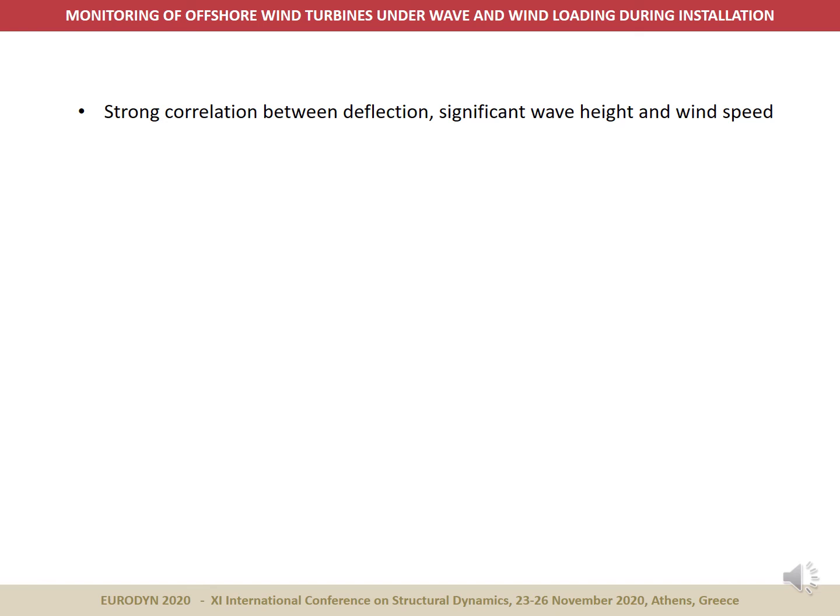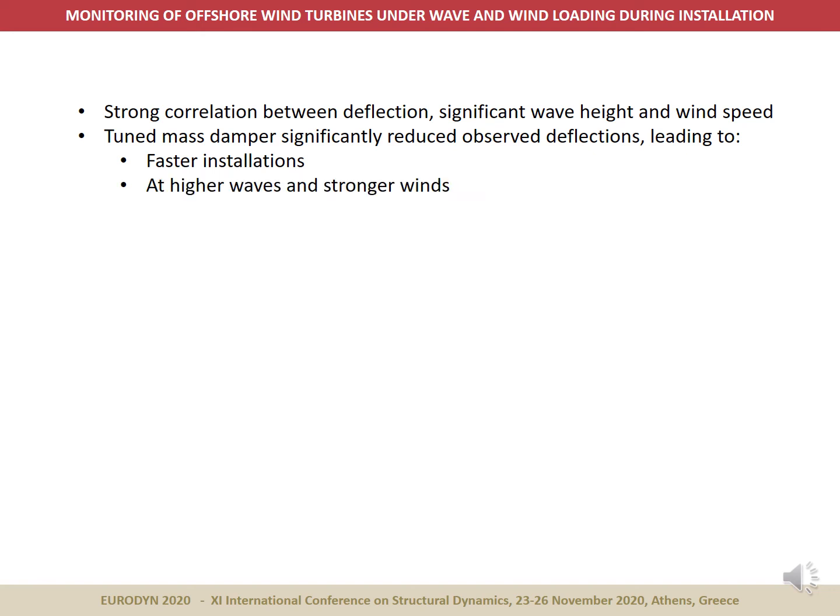From correlating different attempts of single blade installation with the observed 10-minute mean deflection, we were able to learn the single blade installation limit, which is approximately 3% of tower diameter. As this limit corresponds to waves with a significant wave height below 1 meter or wind speeds below 5 meters per second, very few time windows were available during the first half of the installation to install the blades. A tuned mass damper significantly reduced the observed deflections, which led to faster installations at higher waves and stronger winds.